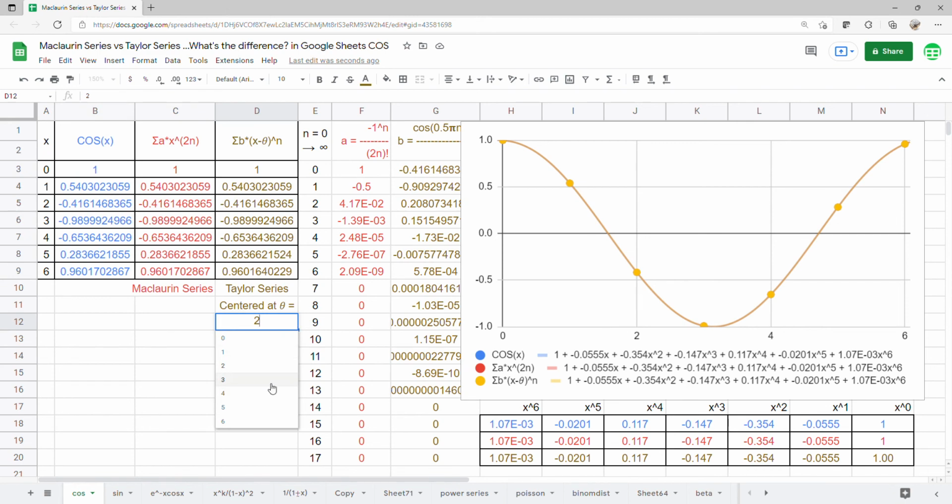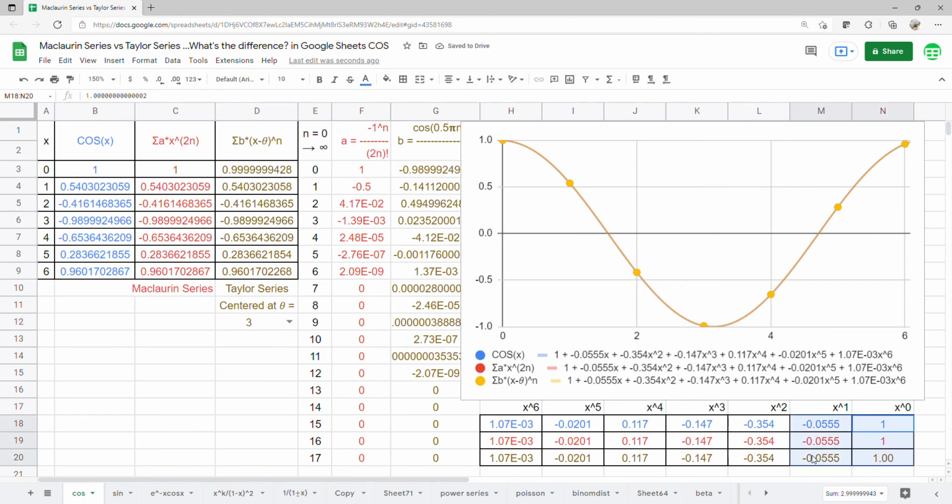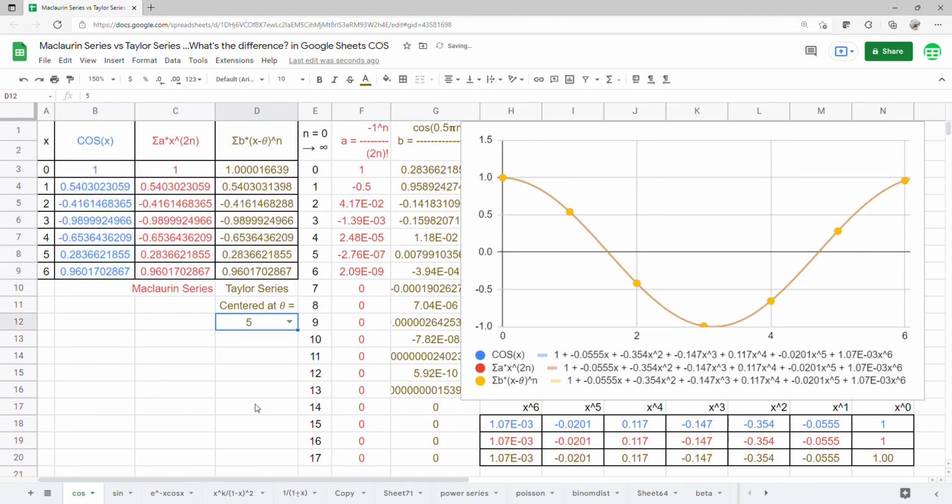Center at 3. There's no change on the polynomial regression coefficients. No change in the polynomial. The trend line, they're still collinear. The dataset, they're still the same. Center at 4. We still get the same values. And their values here are still the same. Center at 5. There's still no change. They're the same. So no matter what the center, Taylor series and Maclaurin series are the same.